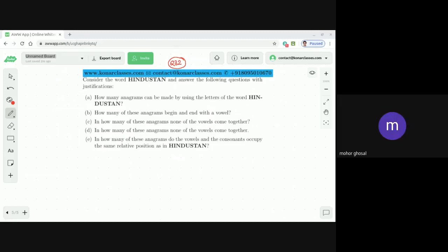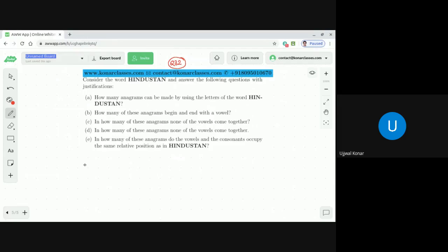So the first one is 9 factorial by 2 factorial? Fantastic, it is the correct one. All of you understood why it is 9 factorial by 2 factorial? Yes, because N is repeated 2 times and the rest of the letters are distinct. All of you got it? So it is 9 factorial by 2 factorial, and if you compute that value, you get 181440.